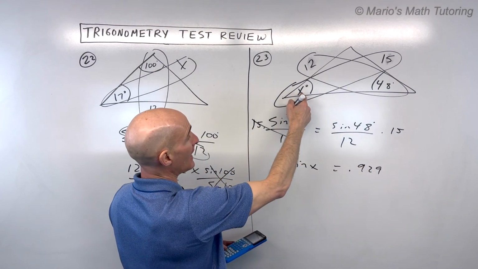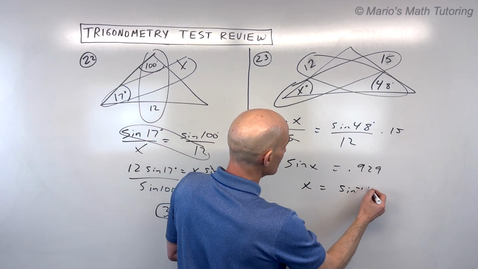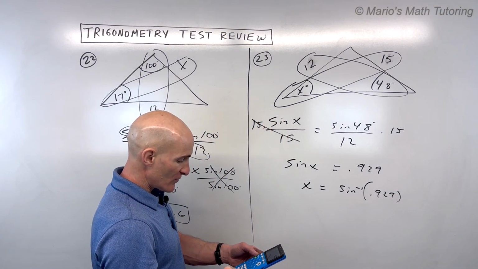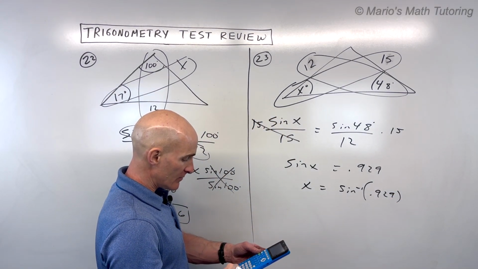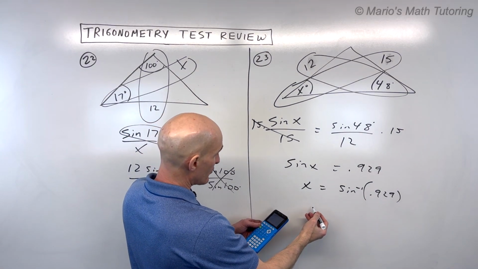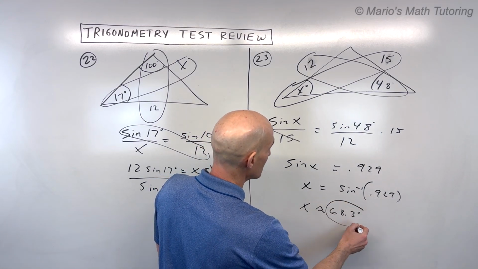But to solve for the angle, we're going to have to do the sine inverse. So x is equal to the sine inverse of 0.929. I'm just going to use the previous answer key on my calculator here to get a little bit more accuracy. And that comes out to about 68.3 degrees. So I'll just say approximately 68.3 degrees.